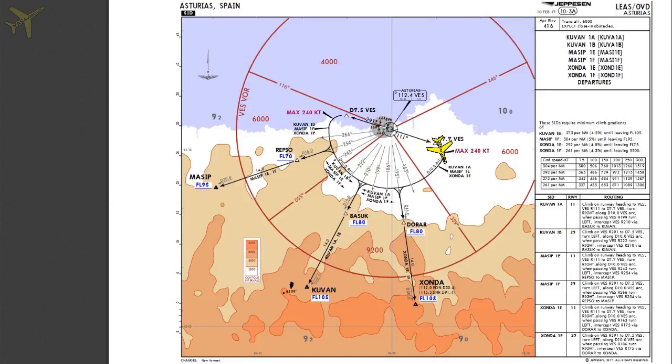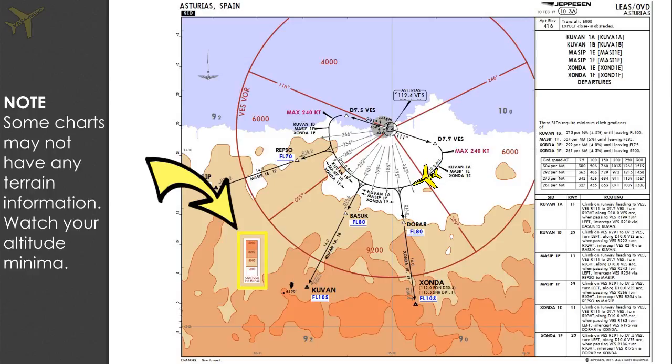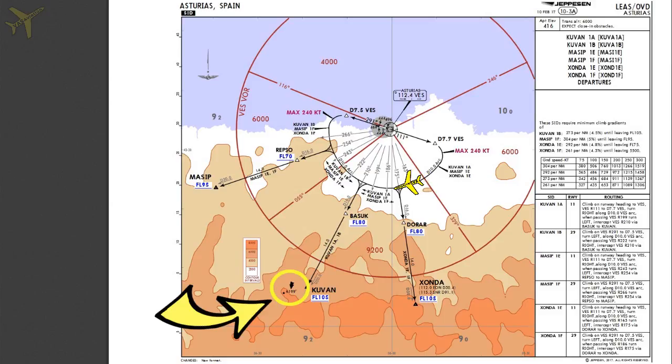A good and visible feature we find on this type of charts is the terrain information represented in different colors according to the elevation. Darkest orange colors represent higher terrain, as we can see in the altitude data box. Extra high terrain information can be provided precisely by a fat arrow pointing to an altitude number in feet.